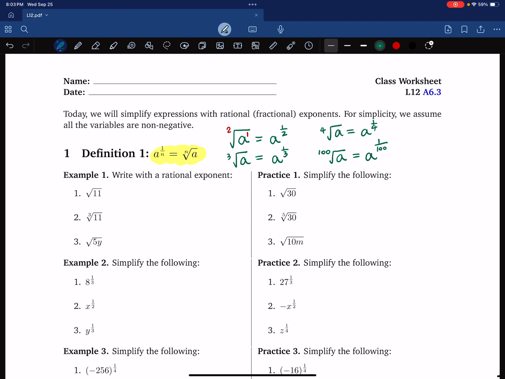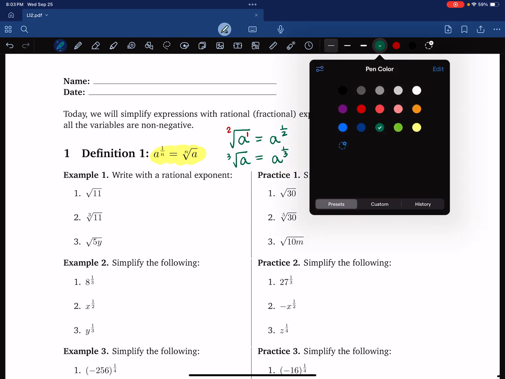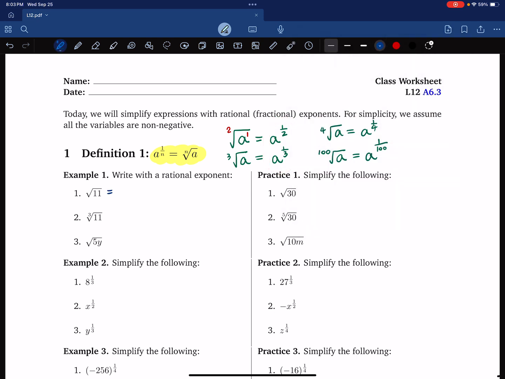Let's start with example 1. Example 1 says you're going to write with a rational exponent. Rational means fractions. So we're writing something like this: you have a base, and then you have a fractional exponent. So let's start with number 1. Number 1 is square root of 11. So we know that the exponent inside is 1 because it's 11 to the first power. And the index, it's a square root, so the index is 2. As a result, you simply keep the base 11, and then you write 1 over 2.